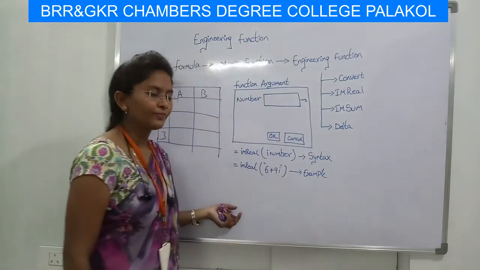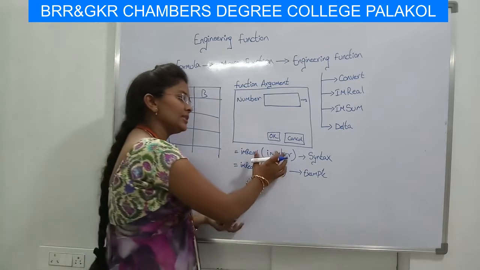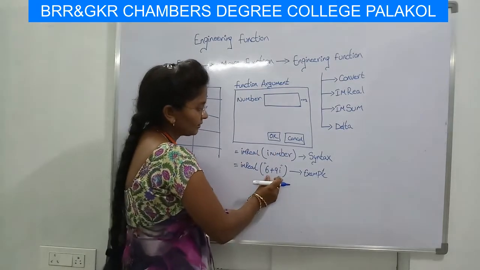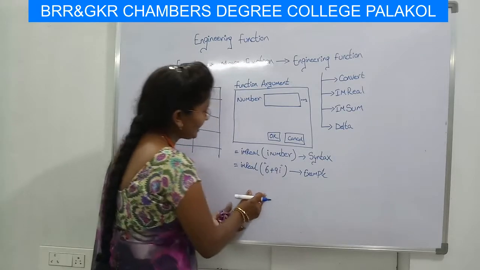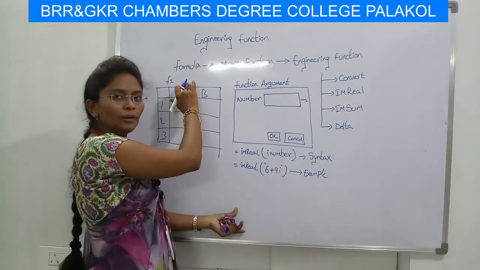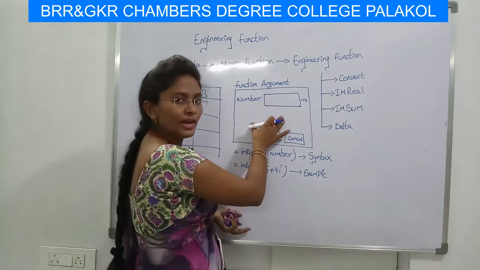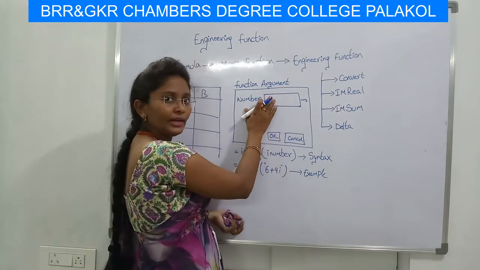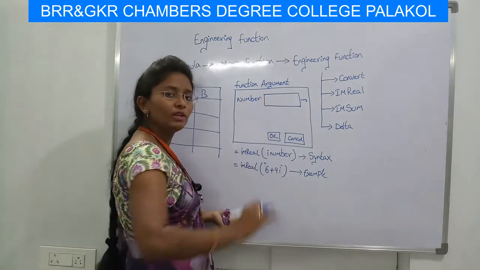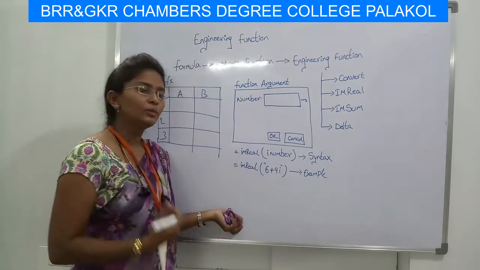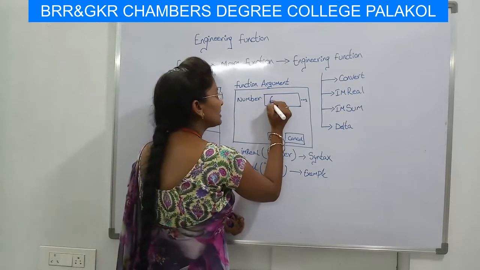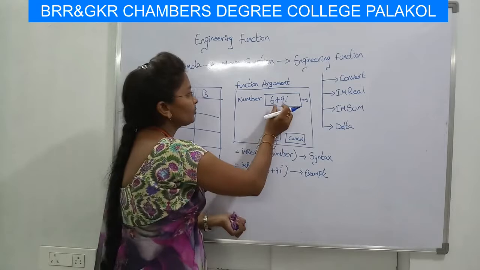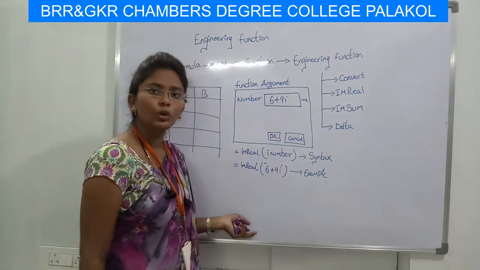This is an example. The first one is the syntax and the second one is the example. The example is entered in the formula bar, and in this dialog box I am placing the mouse pointer here and clicking on this, and the cursor will be blinking. After the cursor is blinking, I am typing 6 plus 9i here, and then clicking on the OK button.